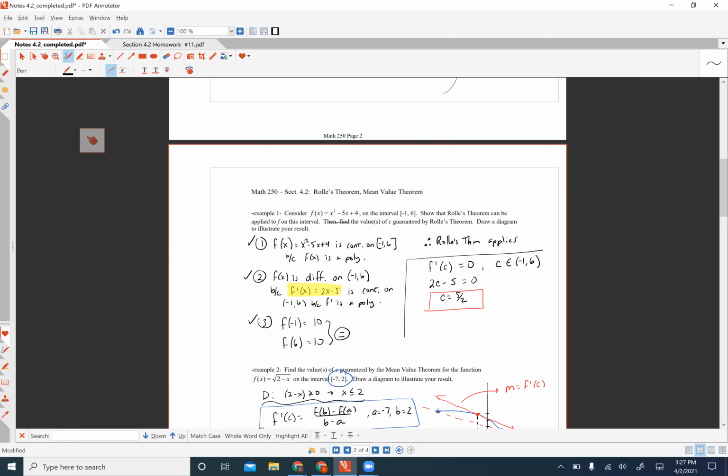Well, I already said two parts of it. It's continuous and it's differentiable. Students, if there's no absolute value involved, and if there's nothing in the denominator that makes the derivative 0, then you can assume that it's differentiable.